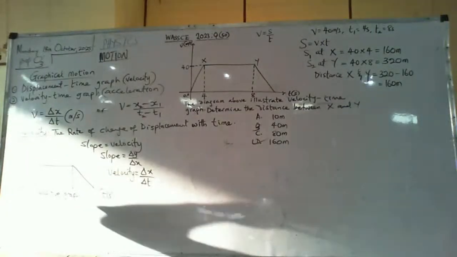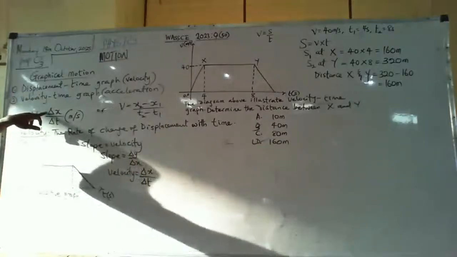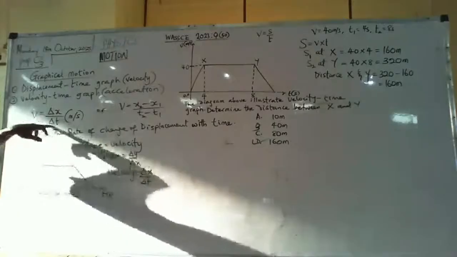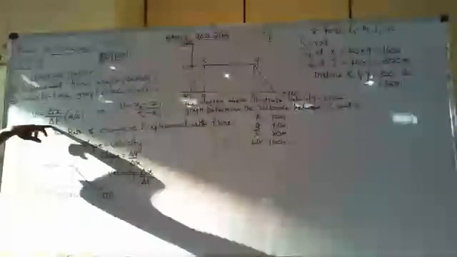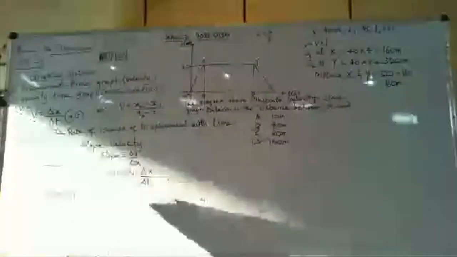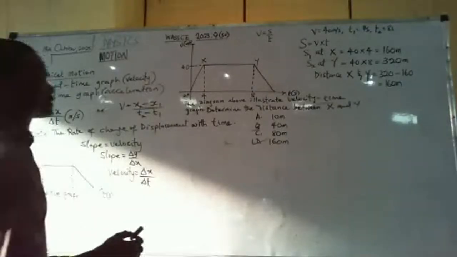We can do it as: distance between X and Y can be v times delta t, that's 40 times 8 minus 4, like this. 40 times what? 8 minus 4.